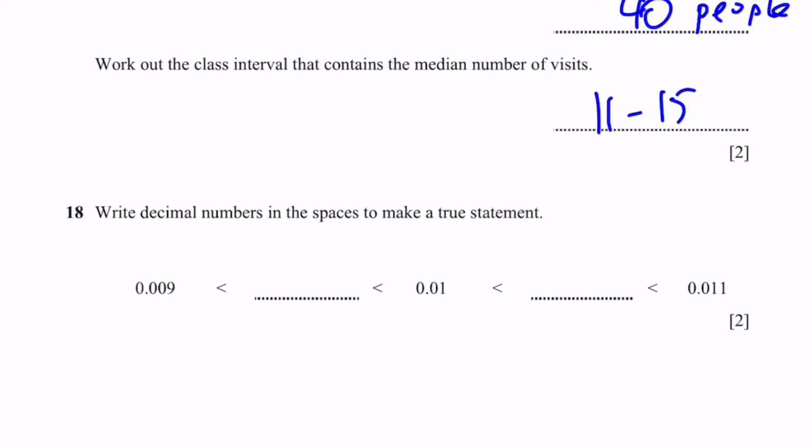Question 18. Write decimal numbers in the spaces to make a true statement. So 0.009 less than dash less than 0.01. We can write any number in between. I'm going to write 0.0095.